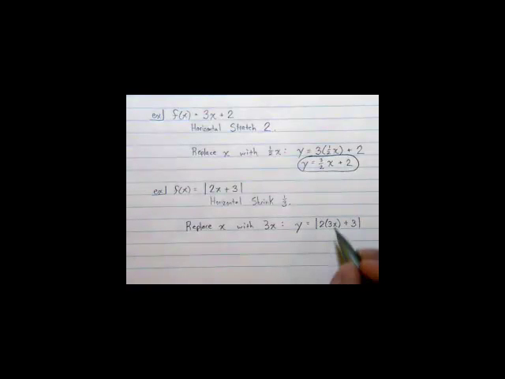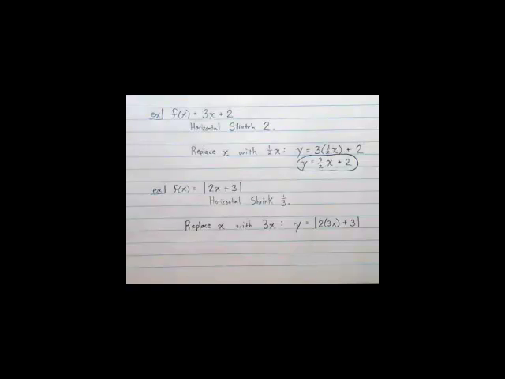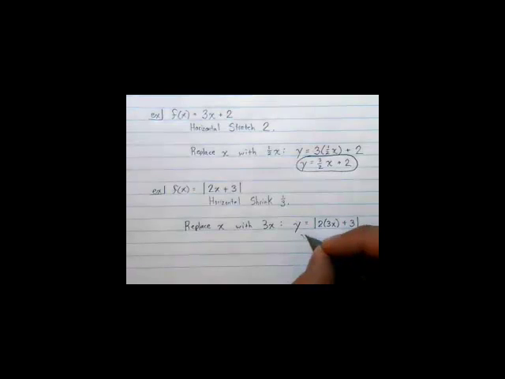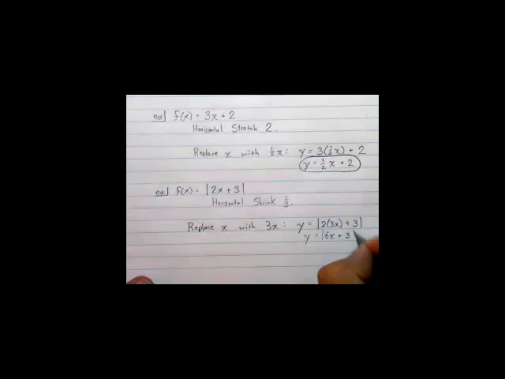All right, so we got to do a little simplifying here, and we're all set, okay? So what's this going to be when we're done? 6x plus, no, the absolute value of 6x plus 3. Yeah, absolute value of 6x plus 3.